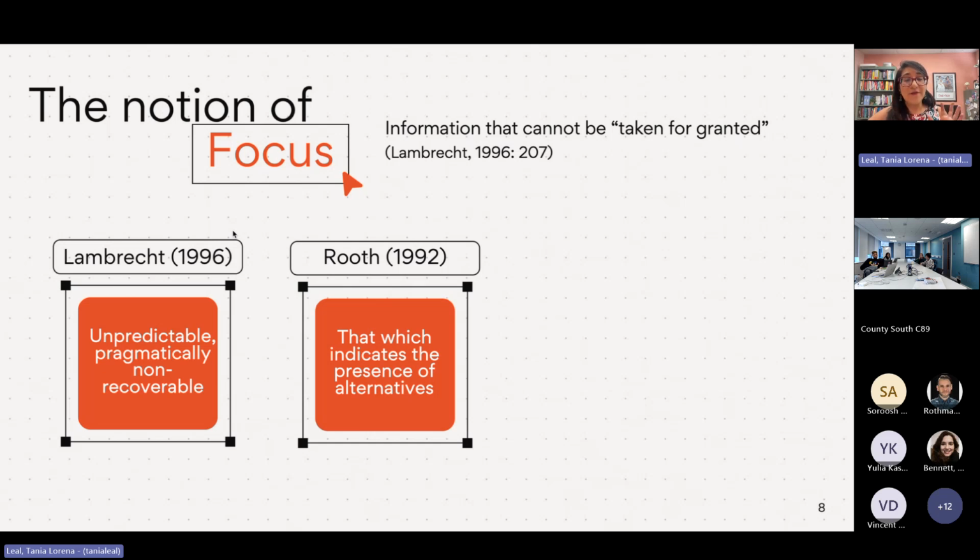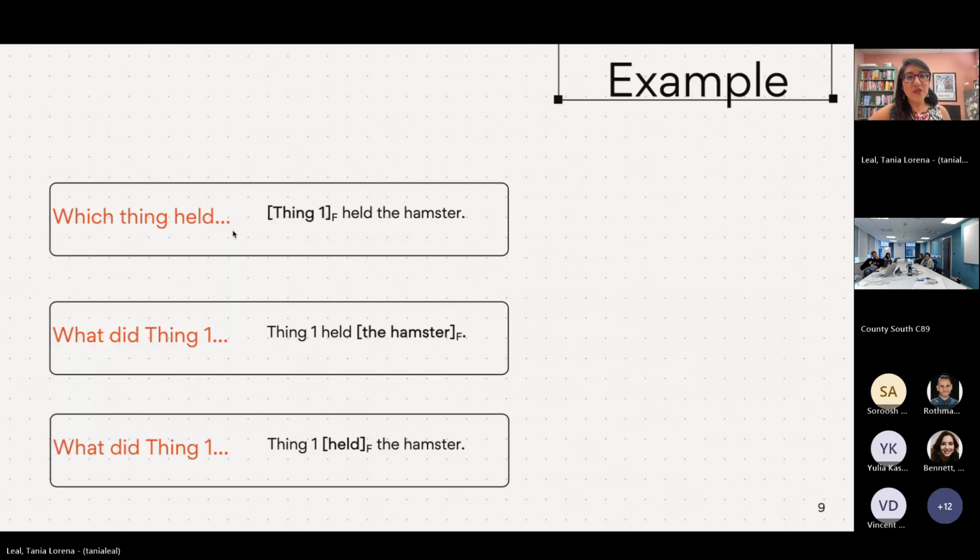So overall, for us to remember, focus helps manage information. It signals what's new, what's contrastive, and what matters more for interpretation. For short, most people just call it new information. But the story's a little more complex than that. So let's look at a simple example to make this concrete.